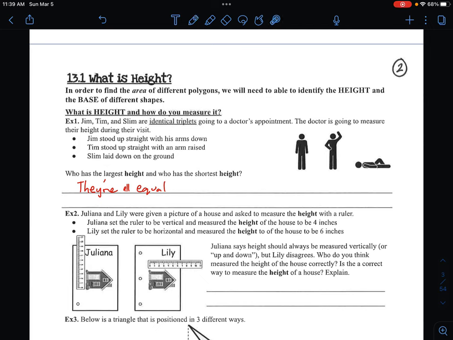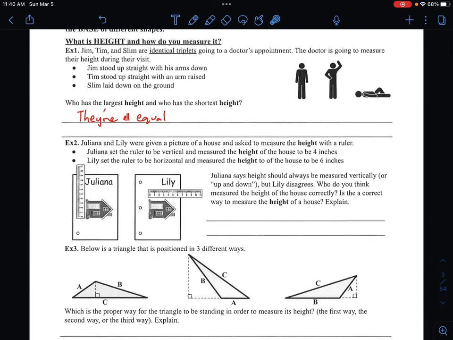Now, just because one person is standing and one person is standing with their arm raised and one person is lying down, would you say that this person, Tim, has the largest height or has the biggest height? No, you wouldn't, because when you measure someone's height, you go from the bottom of their feet to the top of their head. So for Slim over here, you would go from here, laying down, all the way to the top of his head. You wouldn't just say, oh, well, you must be half a foot tall because you're lying down. From the bottom to the top, it doesn't work that way, right?